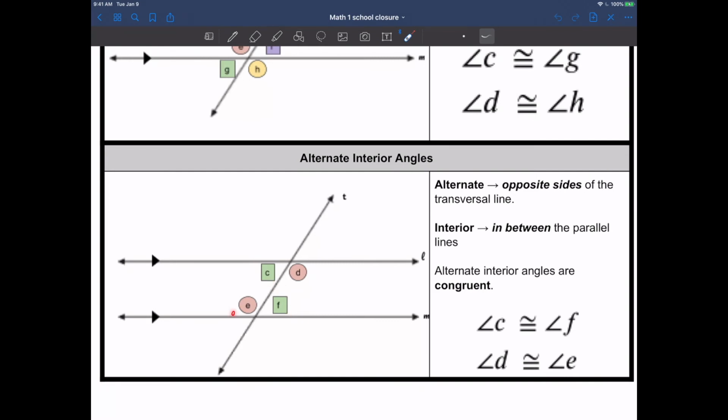And angle E and angle D are alternate interior angles. And the relationship is that alternate interior angles are congruent. So angle C and angle F are congruent. Angle D and angle E are congruent.